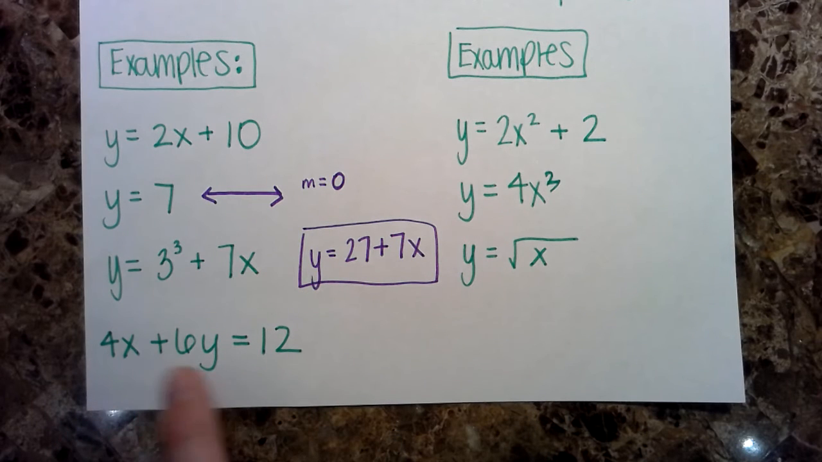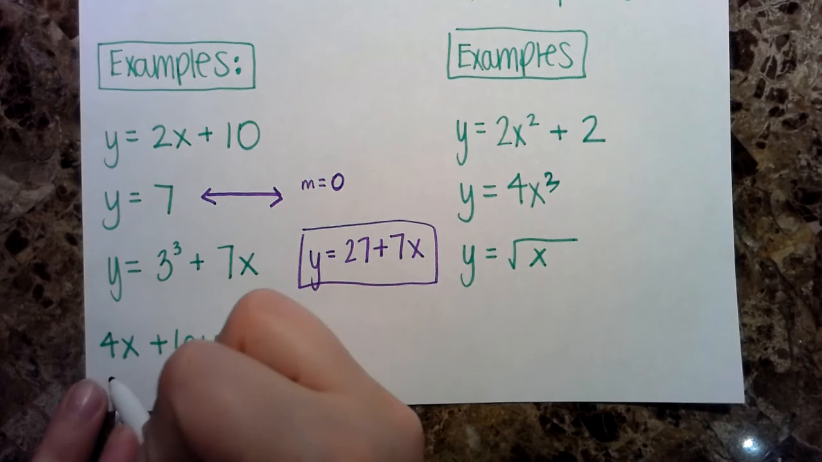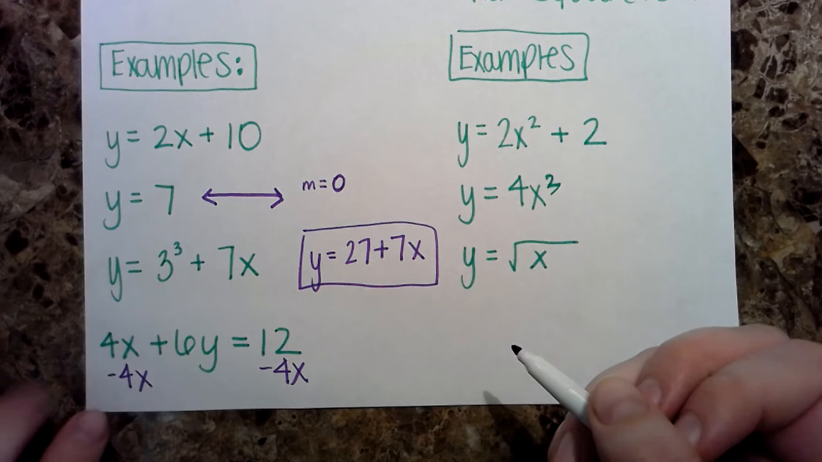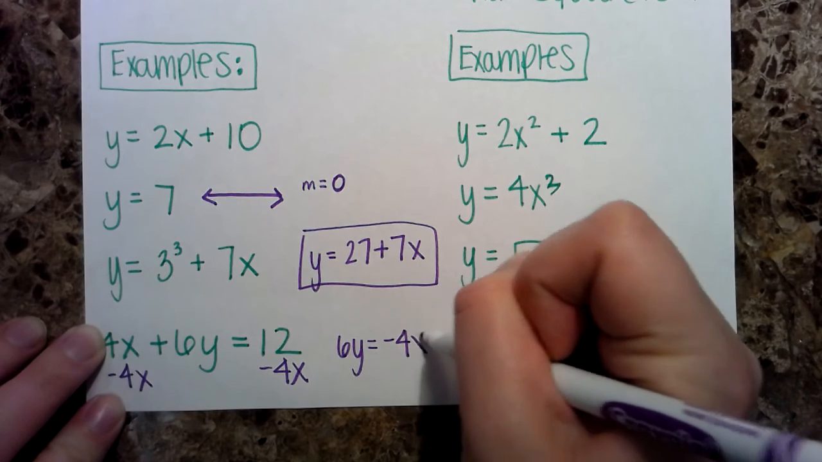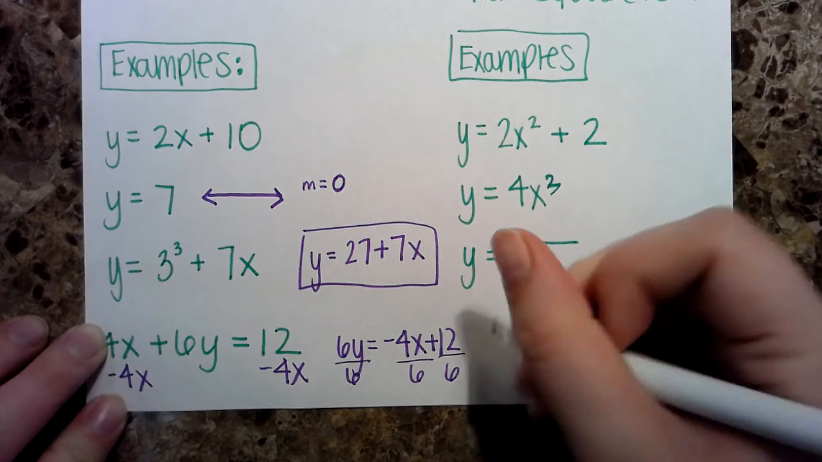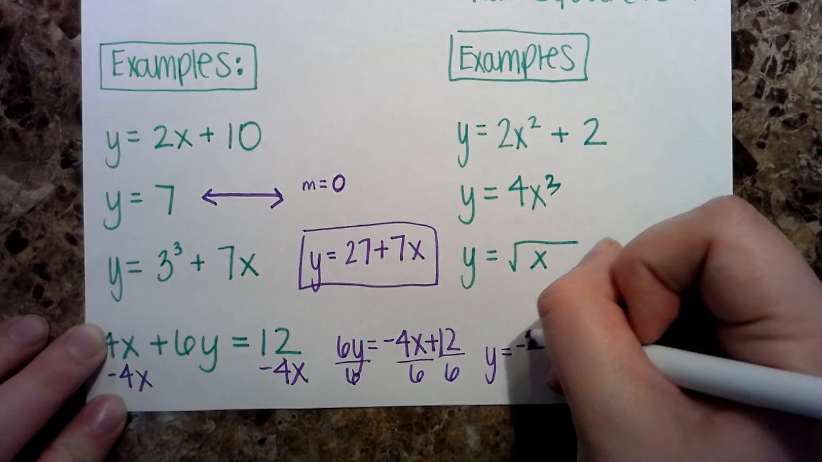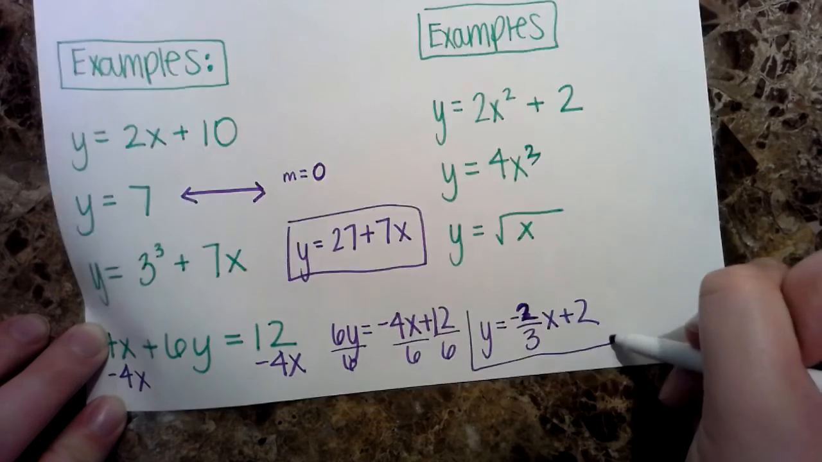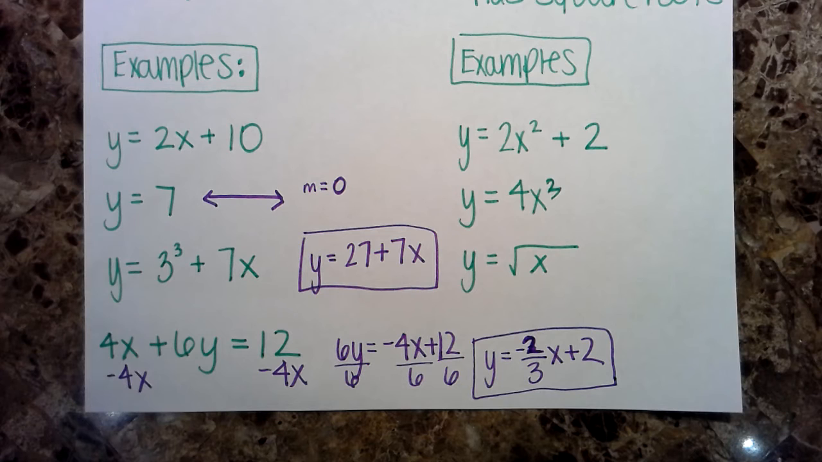Now, this is an example of a linear equation as well, because of the fact that it's in standard form, and I can actually get this into, which we did earlier this year, I can get this into y equals mx plus b, which would be 6y equals negative 4x plus 12. Divide by 6 because I want to get y by itself. And my equation is going to be negative 2/3 x plus 2. So it does get put into y equals mx plus b. So that would be a linear equation.